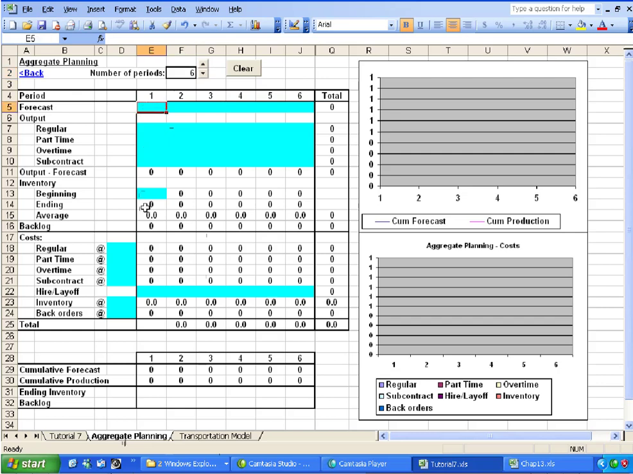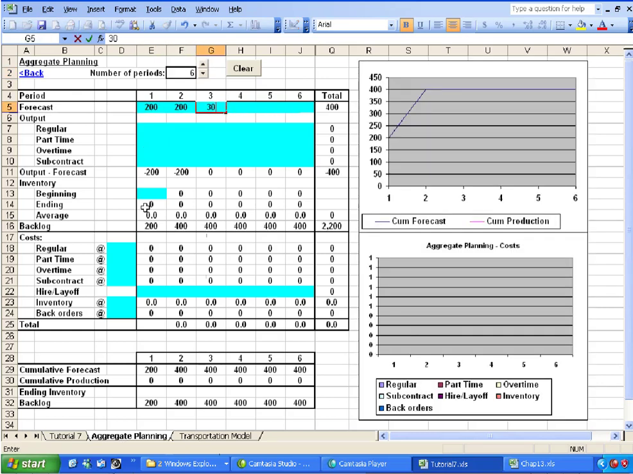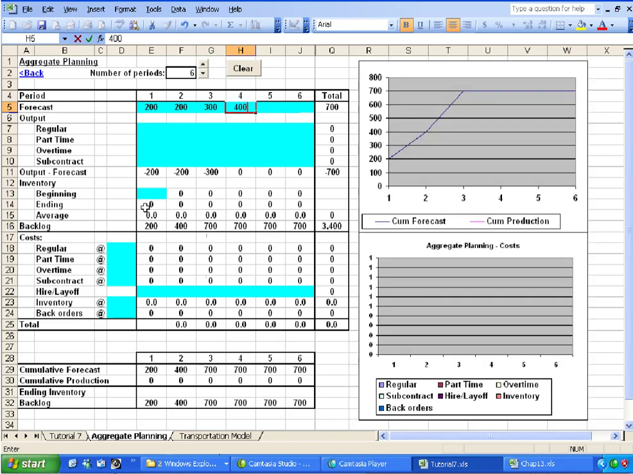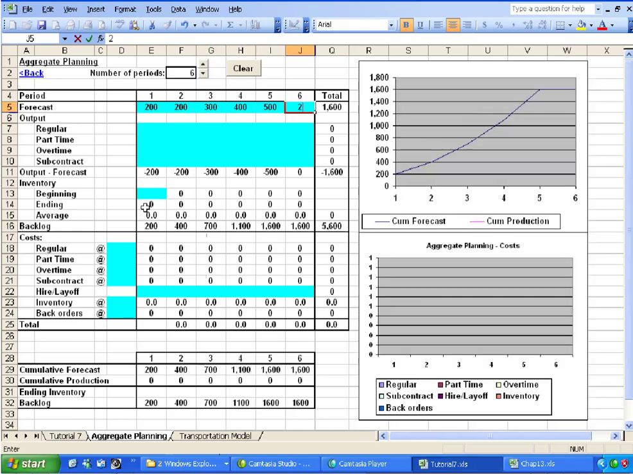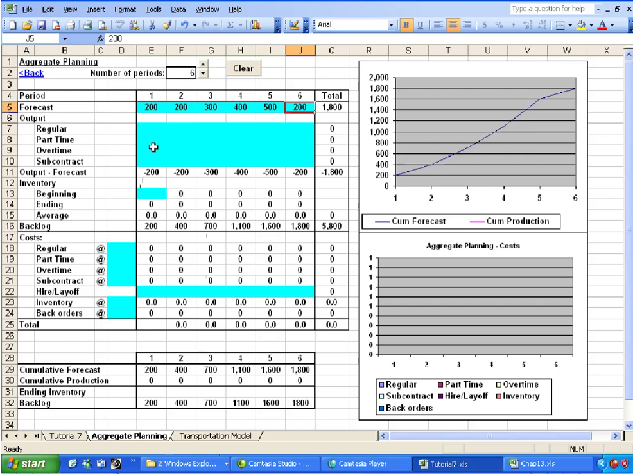Entering the forecasted demand which was given, note that the demand ranges from a low of 200 to a high of 500 with a total of 1,800 over 6 periods. Next, I'll enter the cost of production and inventory.